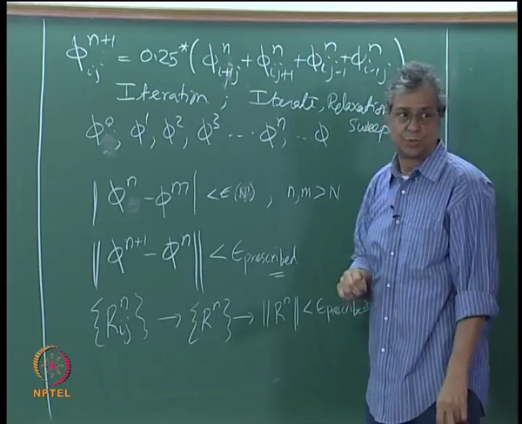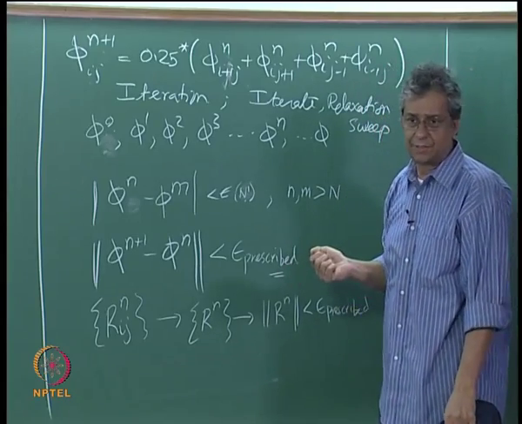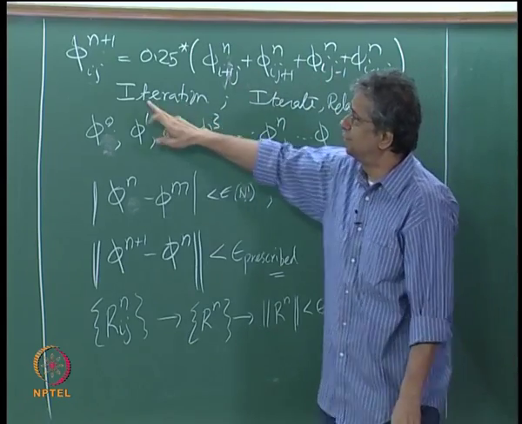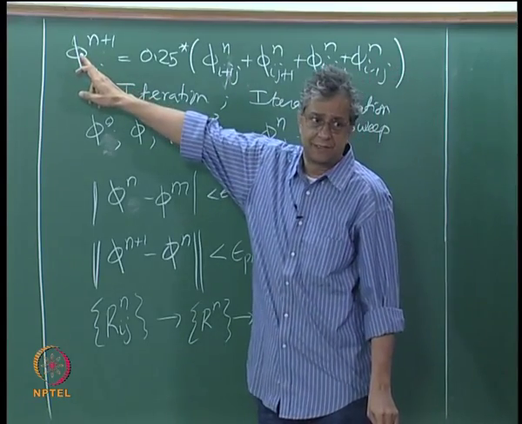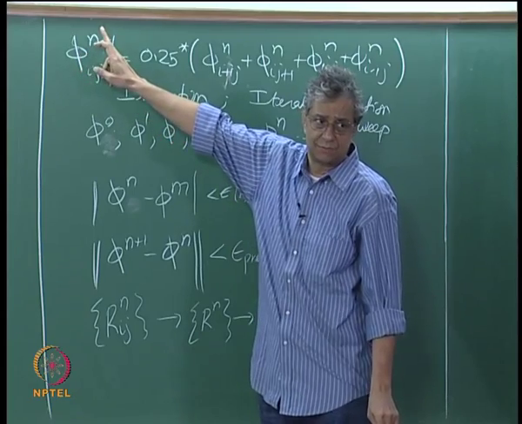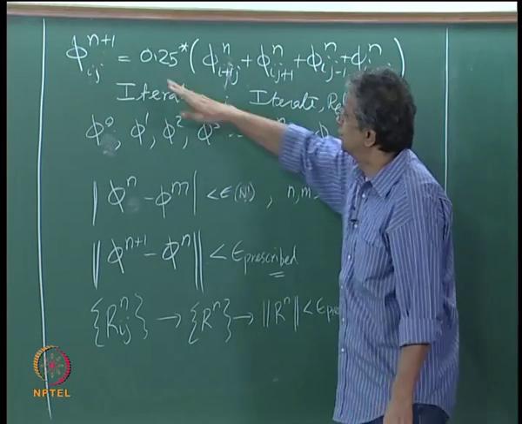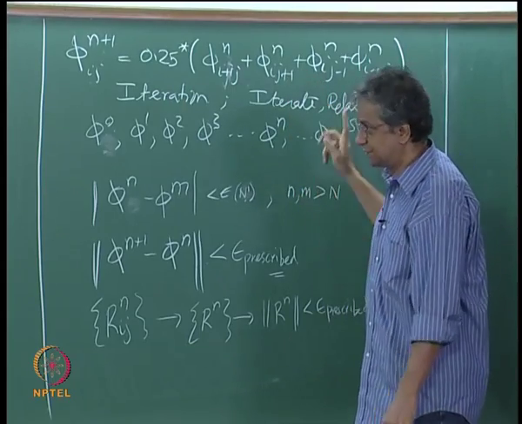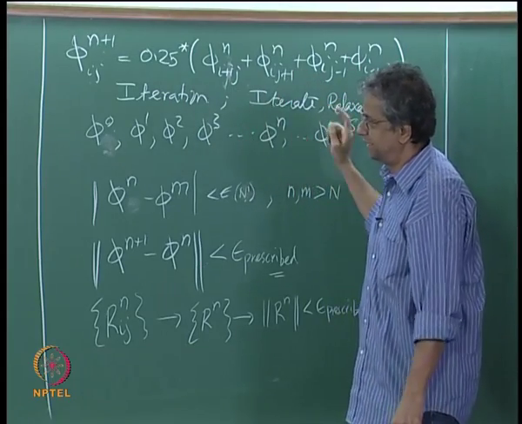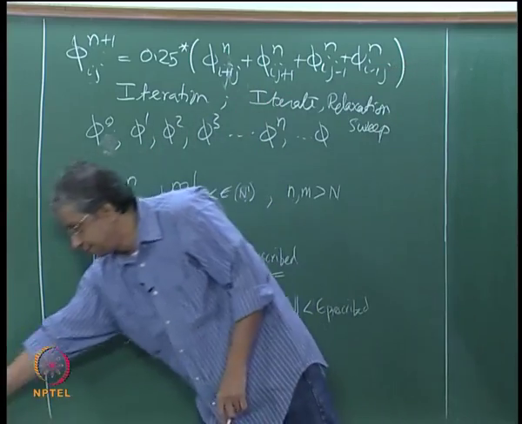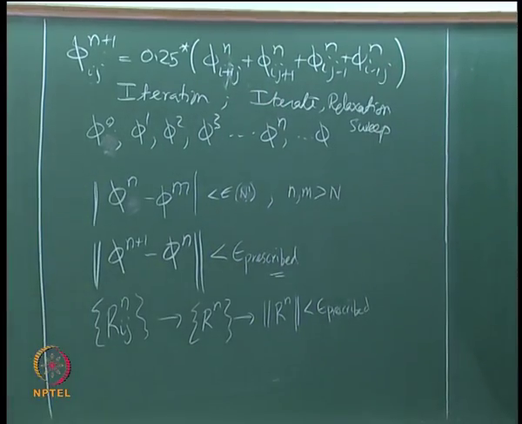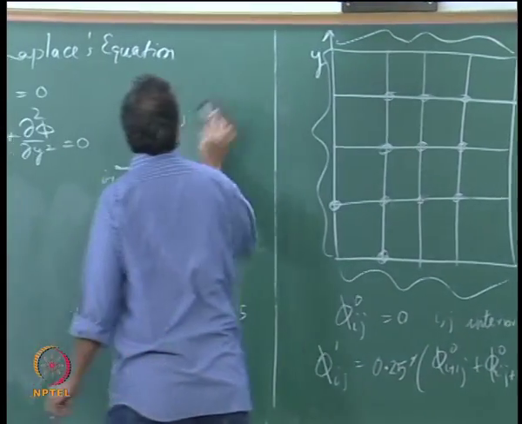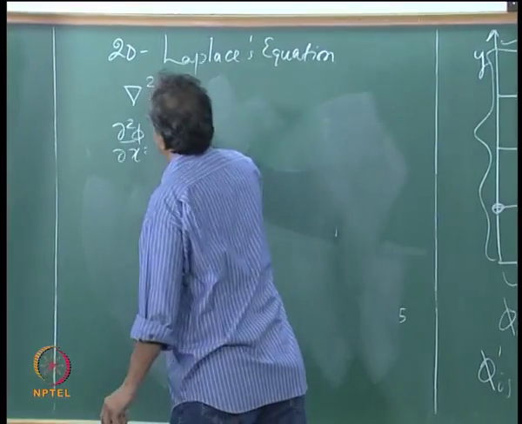So each relaxation sweep or each iteration will give you a new improved phi at n plus 1, the n plus 1th iterate from the nth iterate. Because it is the n plus 1st iterate from the nth iterate, it's called simultaneous relaxation.